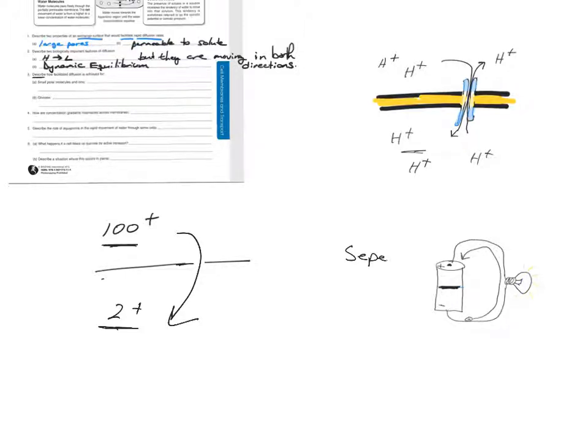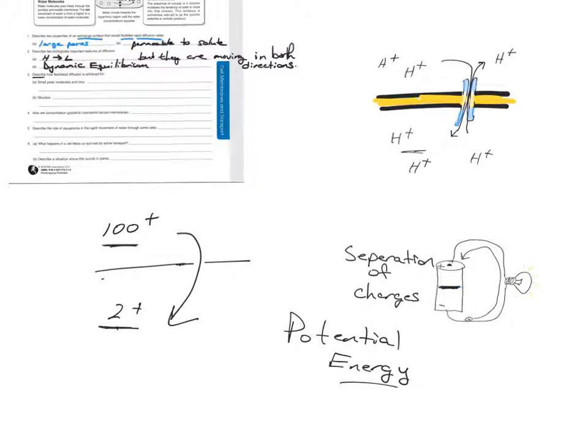Separation of charges. As soon as you separate charges, you have something that I know you've all heard of before: potential energy. That's right. But as soon as you connect them and you allow the flow to happen, that's kinetic energy. That's movement. So before that, you have potential energy. So you have electrical potential energy. You have a battery.